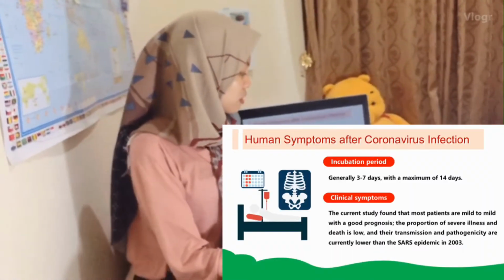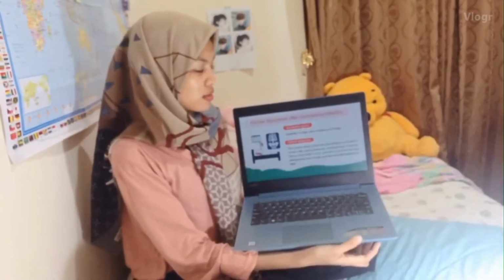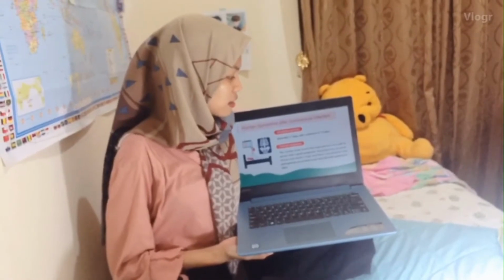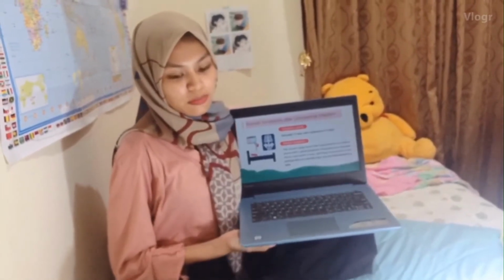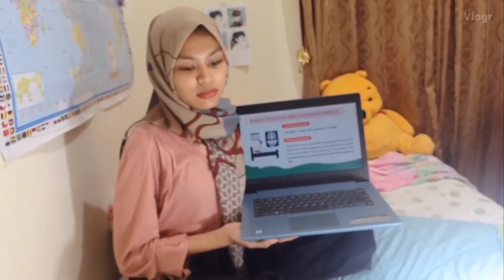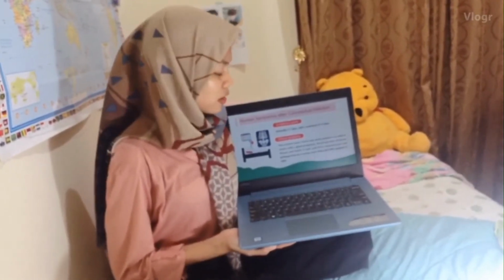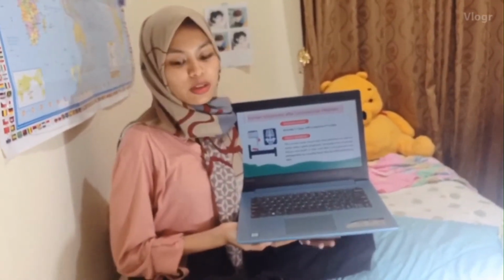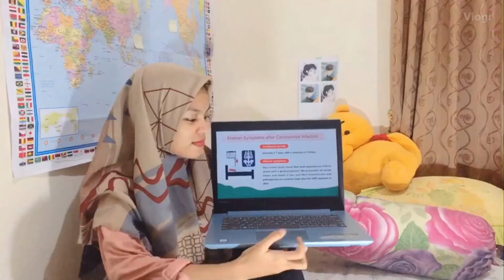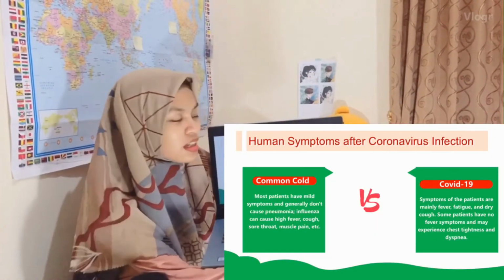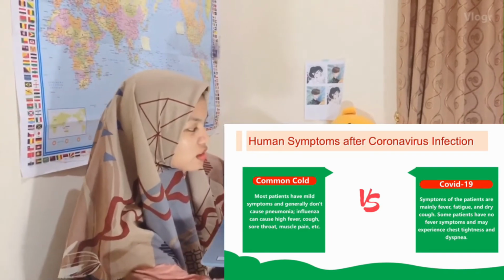Next, human symptoms after coronavirus infection. COVID-19 symptoms range from mild to severe. It takes 3 to 14 days after exposure for symptoms to develop. Common signs include respiratory symptoms, fever, cough, shortness of breath, and breathing difficulties. Those with a weakened immune system may develop more serious symptoms like pneumonia, severe acute respiratory syndrome, kidney failure, and even death.